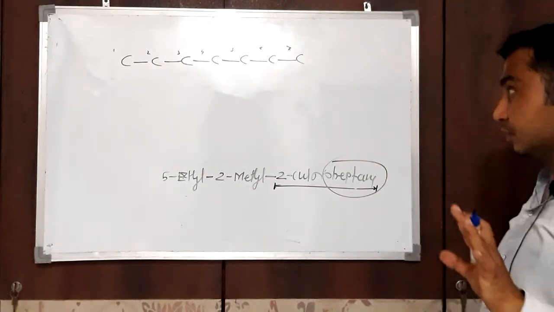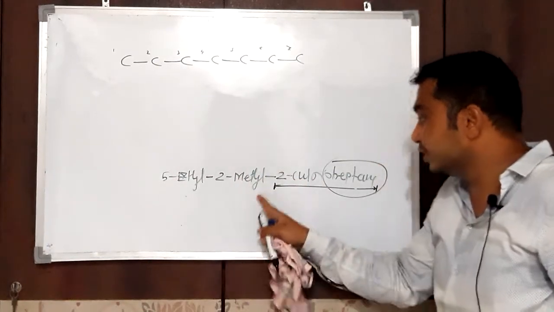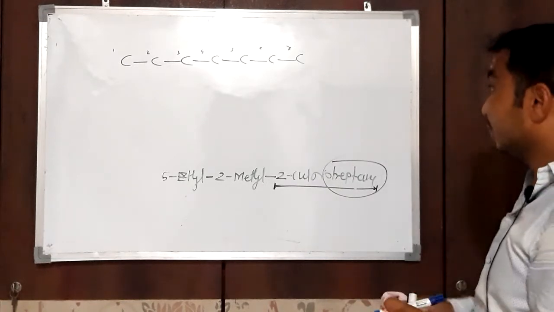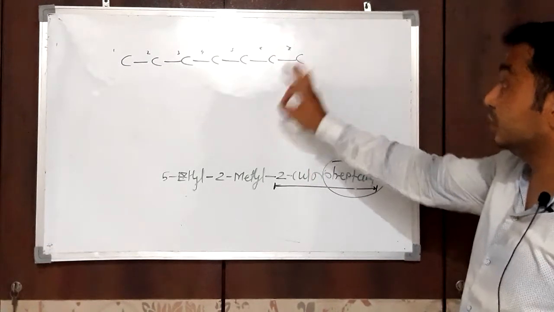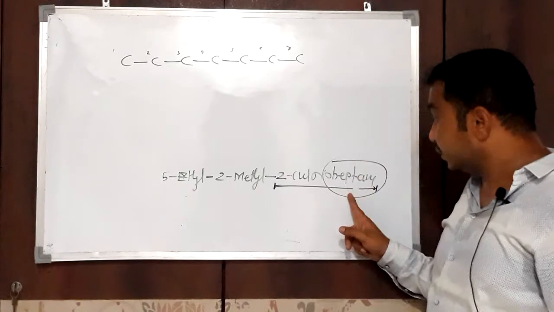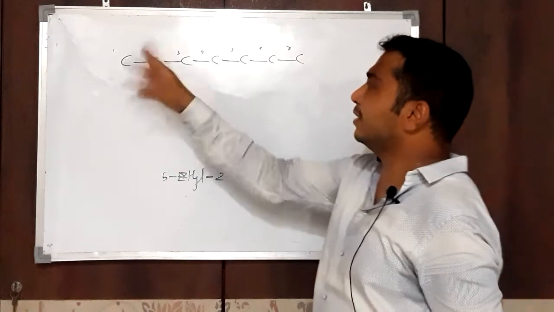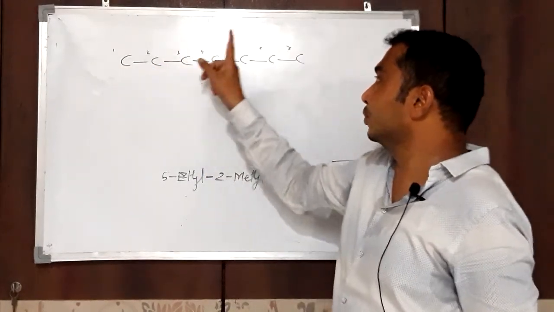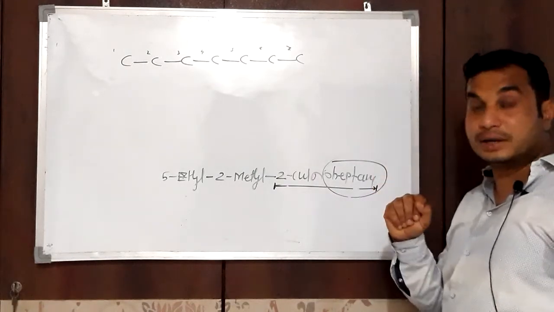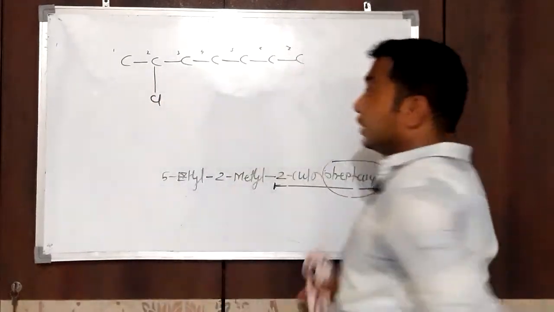Okay. See, follow my procedure to draw the structure for this compound, 5-ethyl 2-methyl 2-chloroheptane. What am I doing? First, I have drawn the chain of 7 carbon atoms. Why? Because of heptane. This heptane indicates a 7 carbon atom chain, a skeleton of 7 carbon atoms. Then give numbering from any one side. 1, 2, 3, 4, 5, 6, 7. Then 2-chloro. 2-chloro means what? Carbon number 2 has a chlorine atom. Chlorine is attached to carbon number 2.